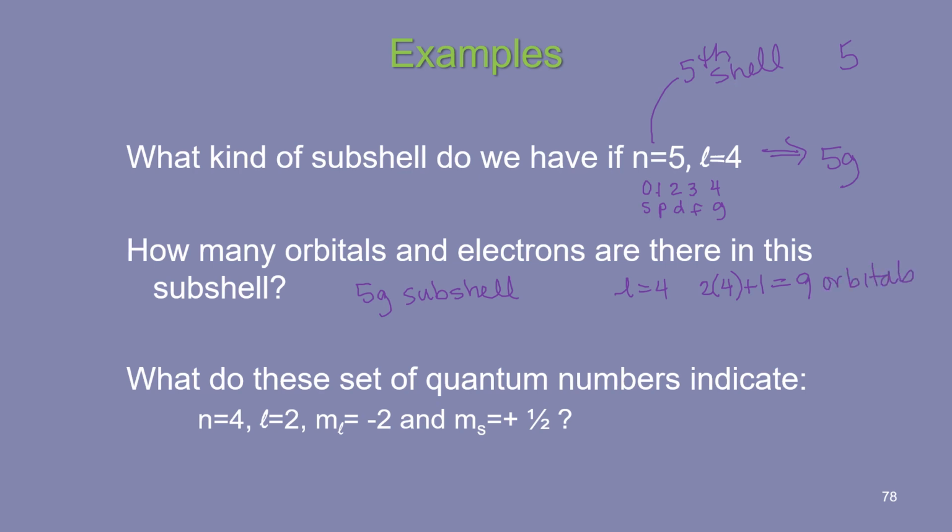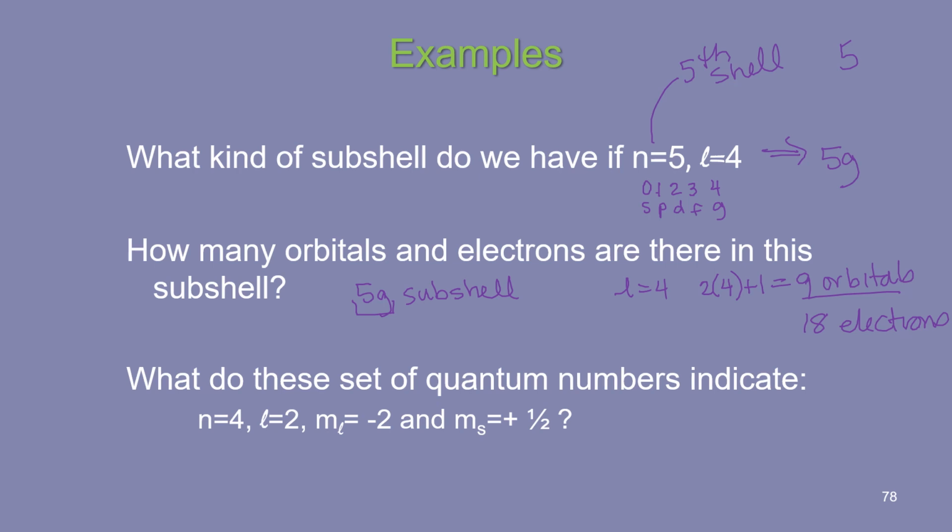Just on the 5g. We went through saying there's 25 orbitals overall on the 5th shell, but in the 5g subshell alone, there are 9 orbitals. The other orbitals will come from other subshells. So how many electrons are in this subshell? 18 electrons.